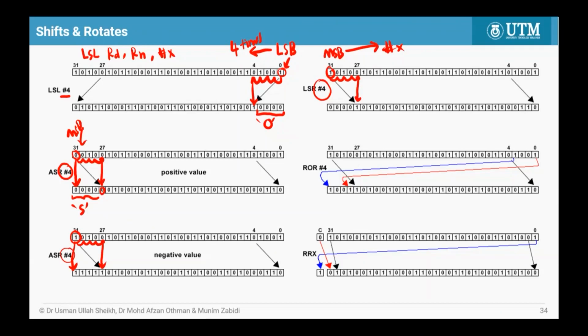And what about this location here? In this location, you will fill up with your sign bit. So that's why you see 1 1 1 here. So this indicates a negative value.